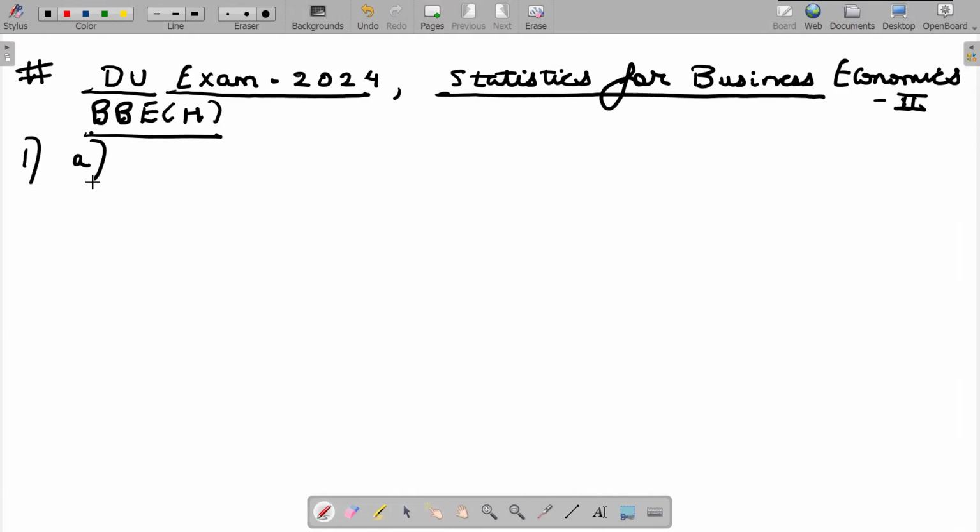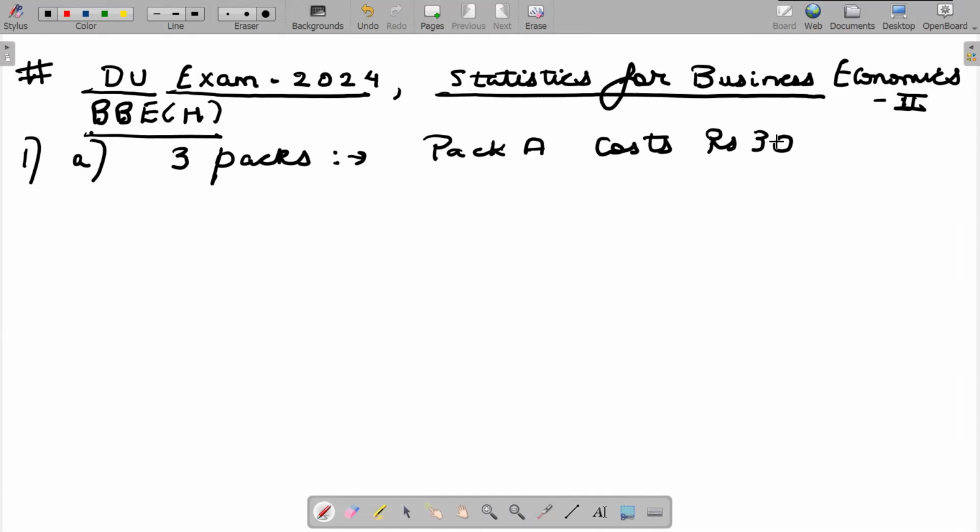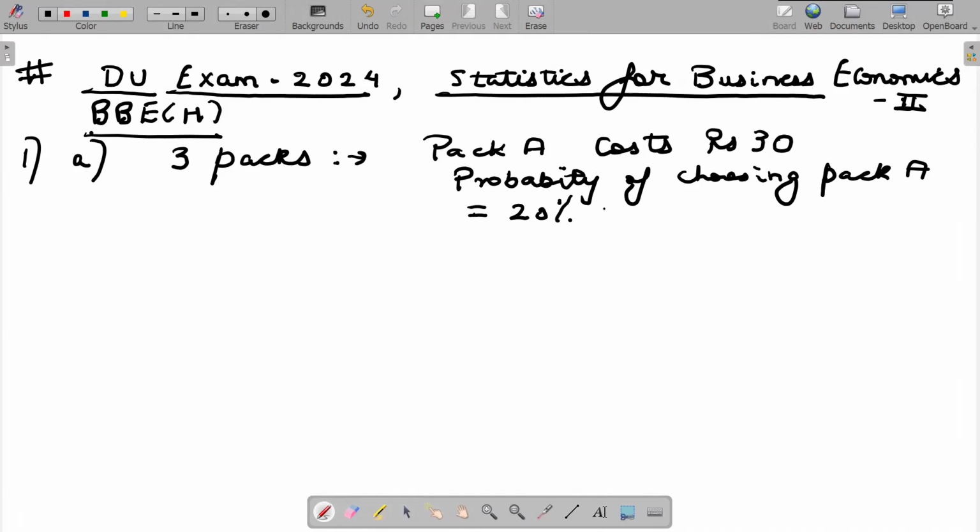So we are given that there are 3 packs. Pack A costs rupees 30, and 20% of the people choose pack A. So what's the probability of choosing pack A? The probability of choosing pack A is 20%, which is 0.2.